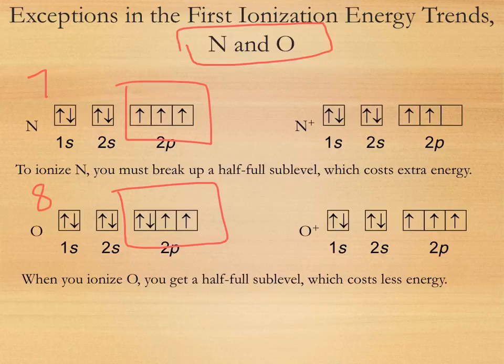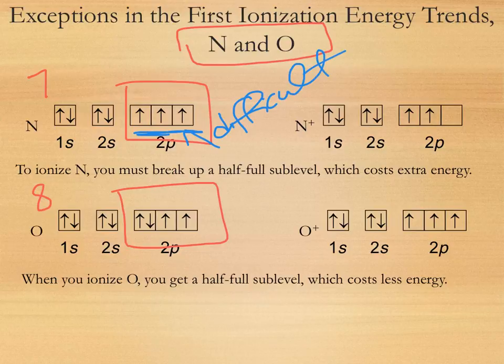It turns out that, again, there's a special stability to this half-full sublevel, and so it's more difficult than expected to remove a valence electron from nitrogen, and therefore nitrogen has an unusually high ionization energy. On the other hand, oxygen has an unexpectedly low ionization energy because by removing one of its valence electrons, it leaves it with a half-full sublevel.